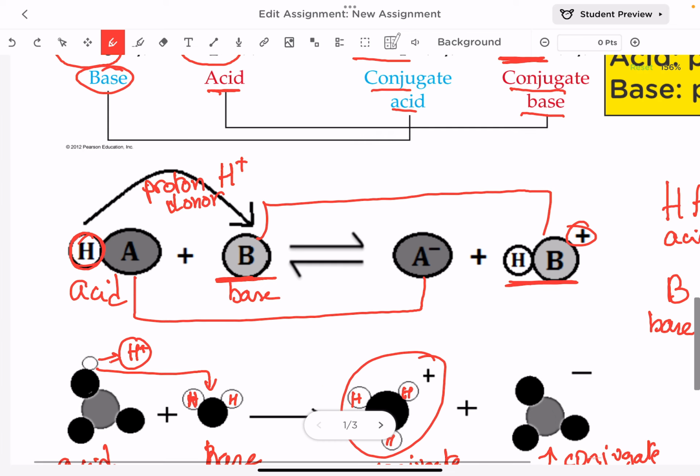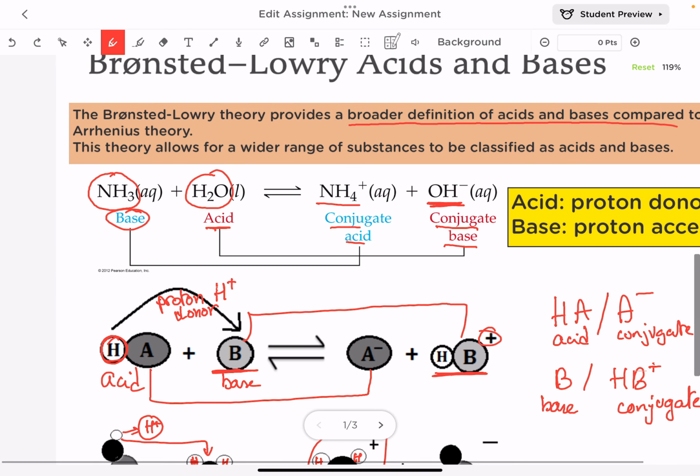With this theory, we were able to identify more range of bases, the bases that do not contain OH in their formula.